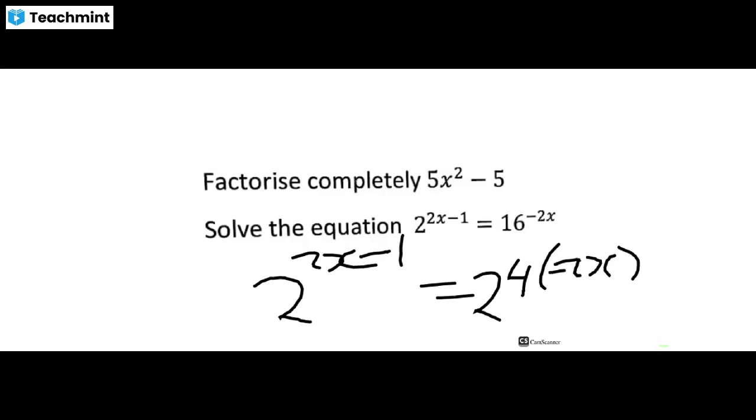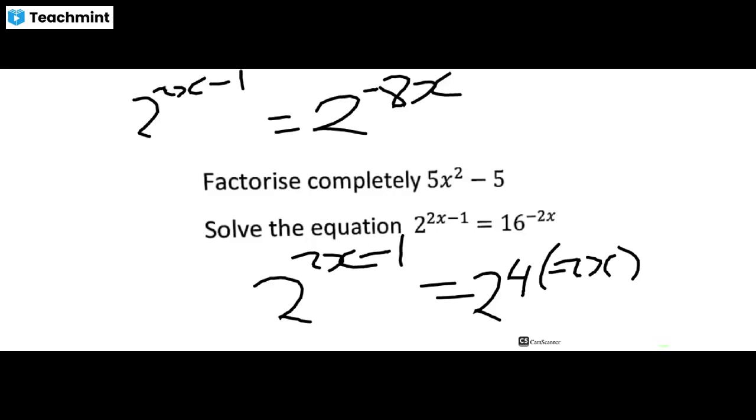After I've done this, it's going to be 2 to the power 2x minus 1 equals 2 to the power negative 8x. You've multiplied 4 times negative 2. After I've done that, you're almost there. Then you equate the powers. This time around, the bases are now the same, so you equate the powers. So it will be 2x minus 1 equals negative 8x.